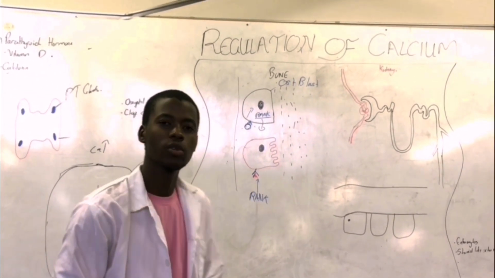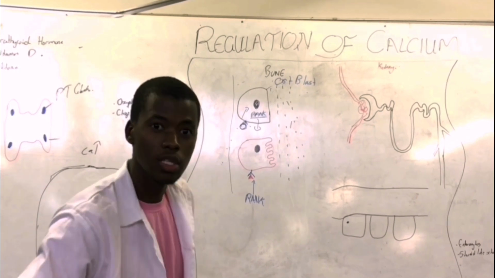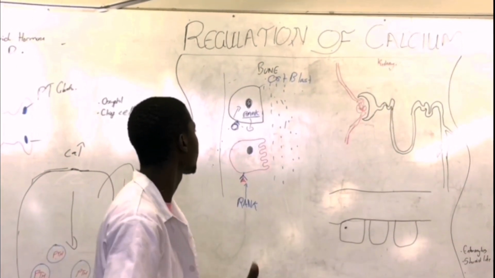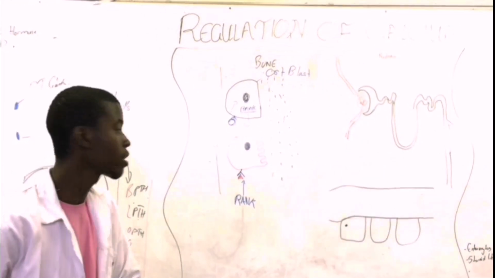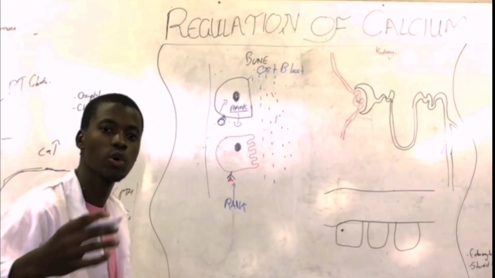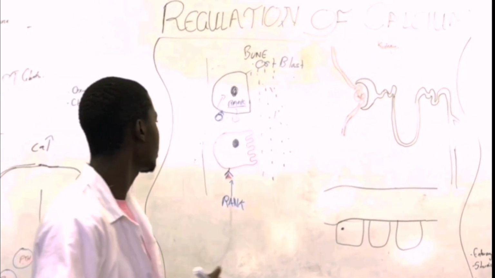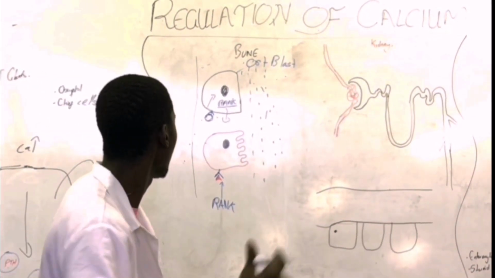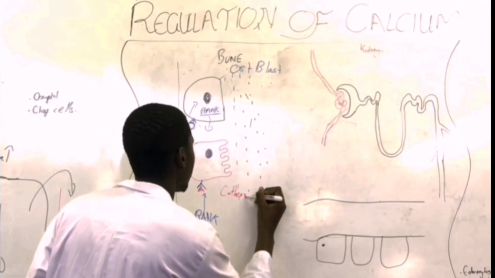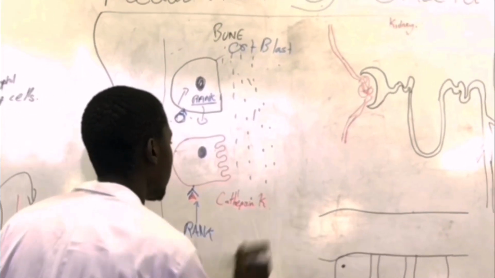Now, what happens when it binds to the receptor? It induces another intracellular transduction pathway in our osteoclast. This transduction pathway leads to the synthesis of certain proteins and enzymes. These are very special guys. They are known as cathepsin K. Cathepsin K, this is our first member.